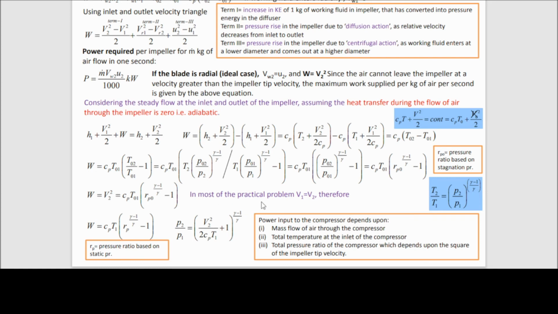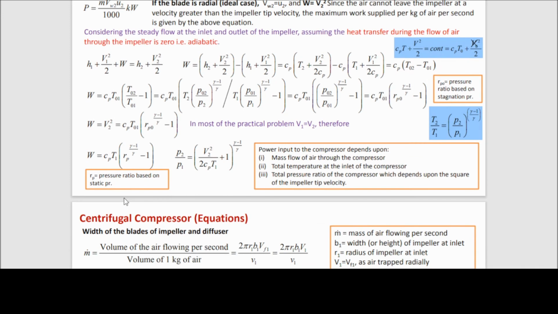And in the most practical problem, V1 is equal to V2, therefore W is equal to V2 square, that is equal to Cp T01 Rp0 to the power gamma minus 1 by gamma, minus 1. Now this W is equal to Cp T1, the same equations. This is in terms of stagnation pressure, and this is in terms of static pressure. So I'll show how it comes.